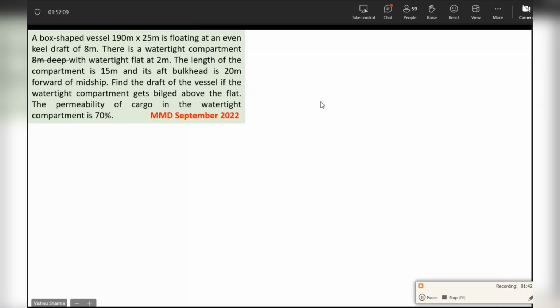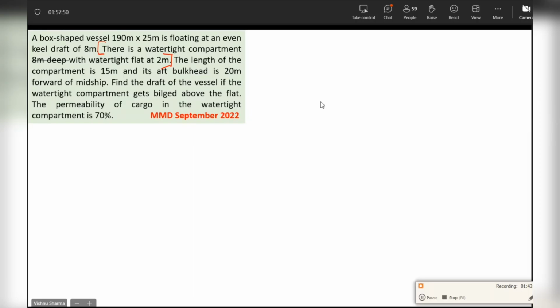They're controversial questions. A box-shaped vessel 190 by 25 is floating at even keel draft of 8 meters. There is a watertight compartment 8 meter deep with watertight flat at 2 meters. What does this convey to you in the diagram? That there are two watertight flats, one at 2 meters and another at 8 meters. Yes or no? Correct? And then it gets bilged below the 8 meter flat, right?